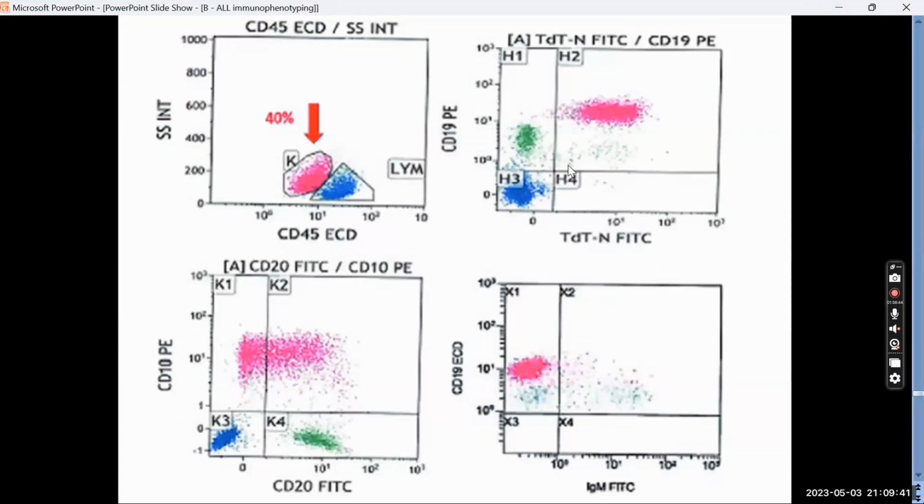Sorry, sir, come again, please. CD20, when we are saying it is heterogeneous positivity, should we comment on whether it is dim to moderate like that, or only say heterogeneous?